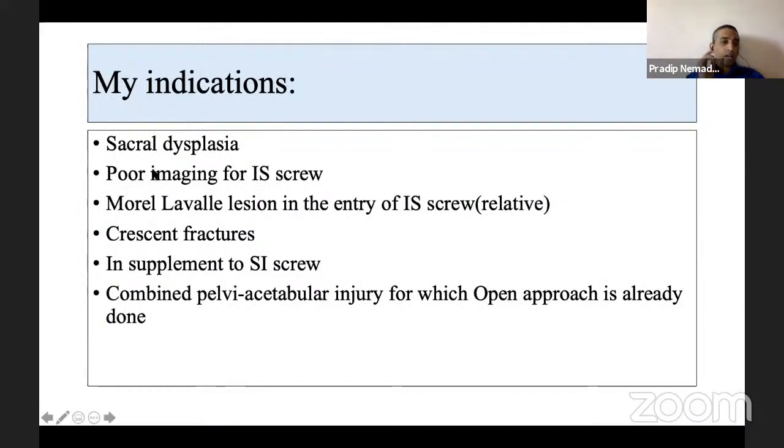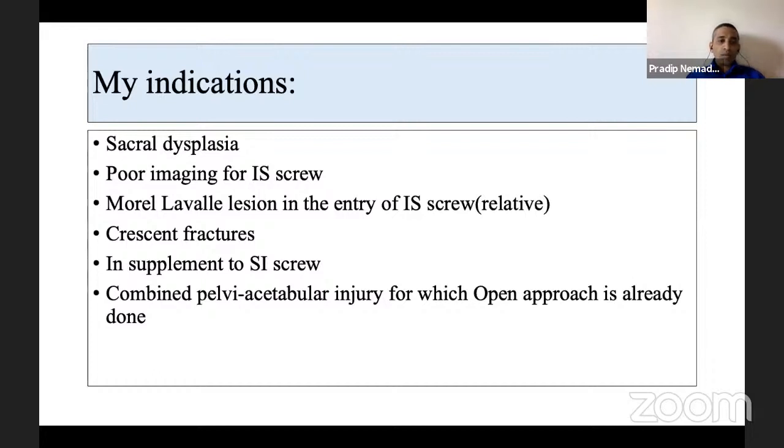Sometimes we can have poor imaging for the iliosacral screw. For the iliosacral screw, you know that you need to have very good imaging. In case you have poor imaging because of the gases or poor contrast quality, we have to resort to plating. Once in my life, just because of poor imaging, I had to abandon the iliosacral screw and resort to plating.